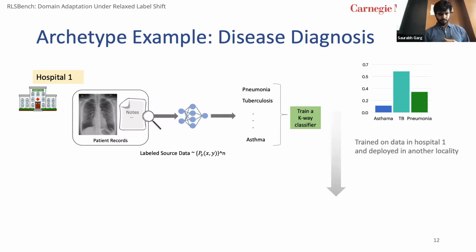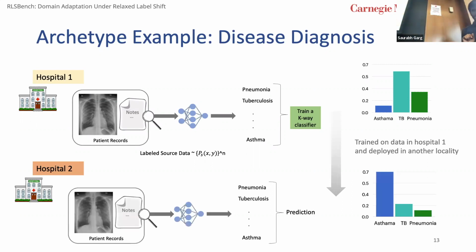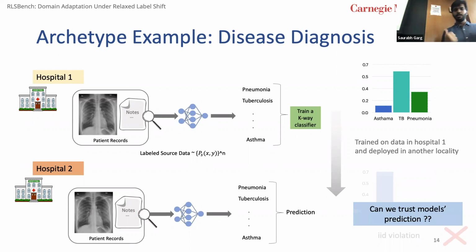Now, let's say you train a model in hospital 1 and deploy it in another locality. Due to changes in locality or changes over time, the prevalences of different diseases can change. This brings in an IID violation, in the sense that because these prevalences are different, the data from hospital 2 is no longer IID with hospital 1. So can we rely on the model that we trained on hospital 1 to do very well on hospital 2?